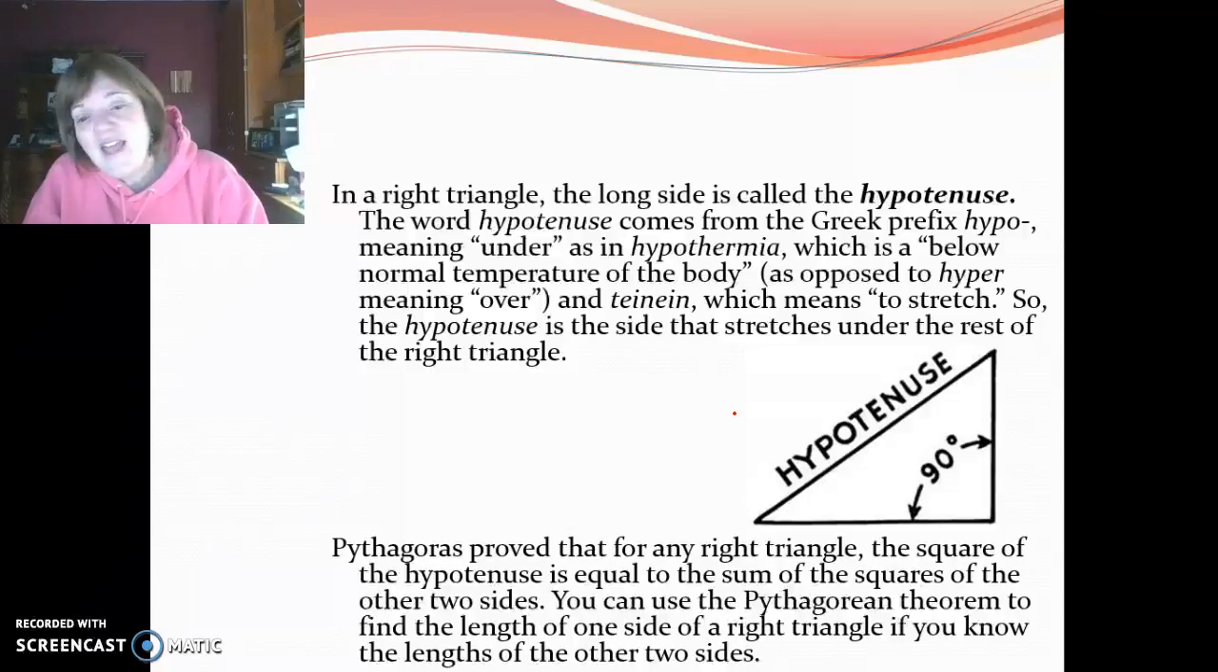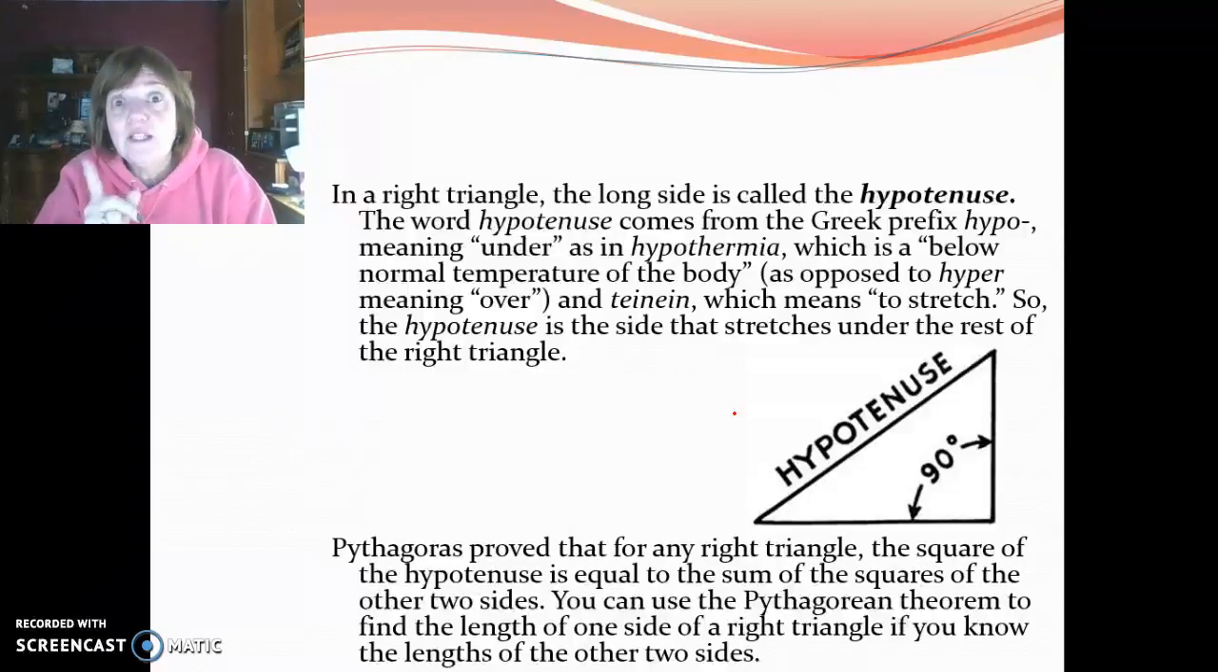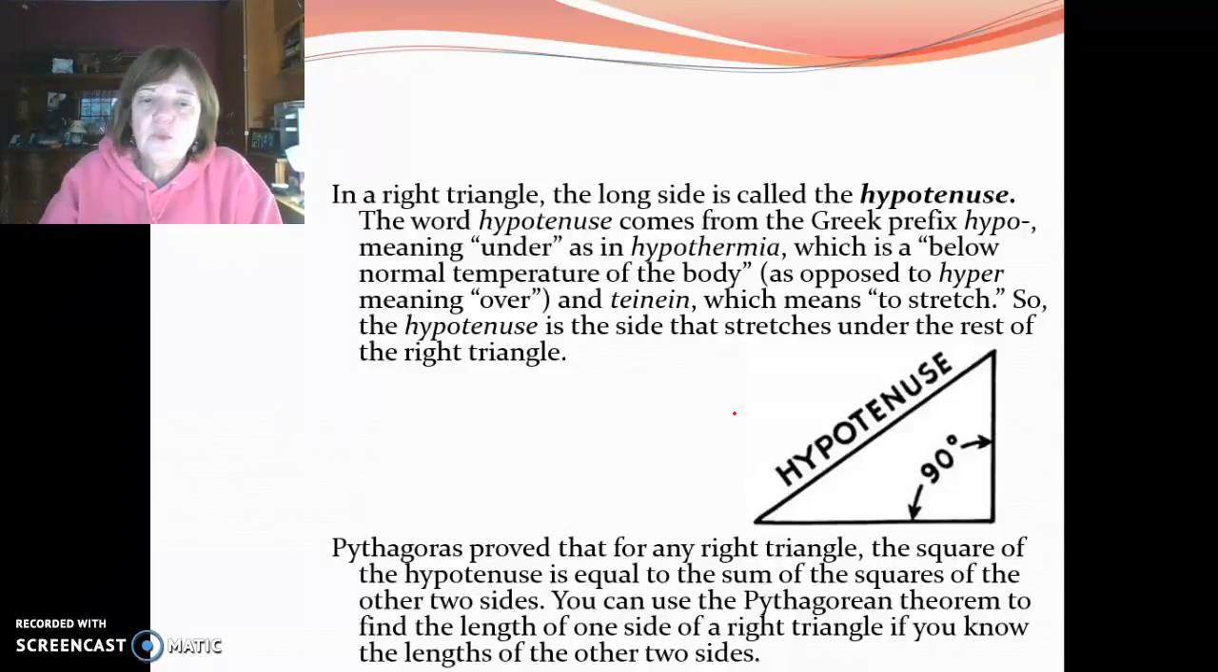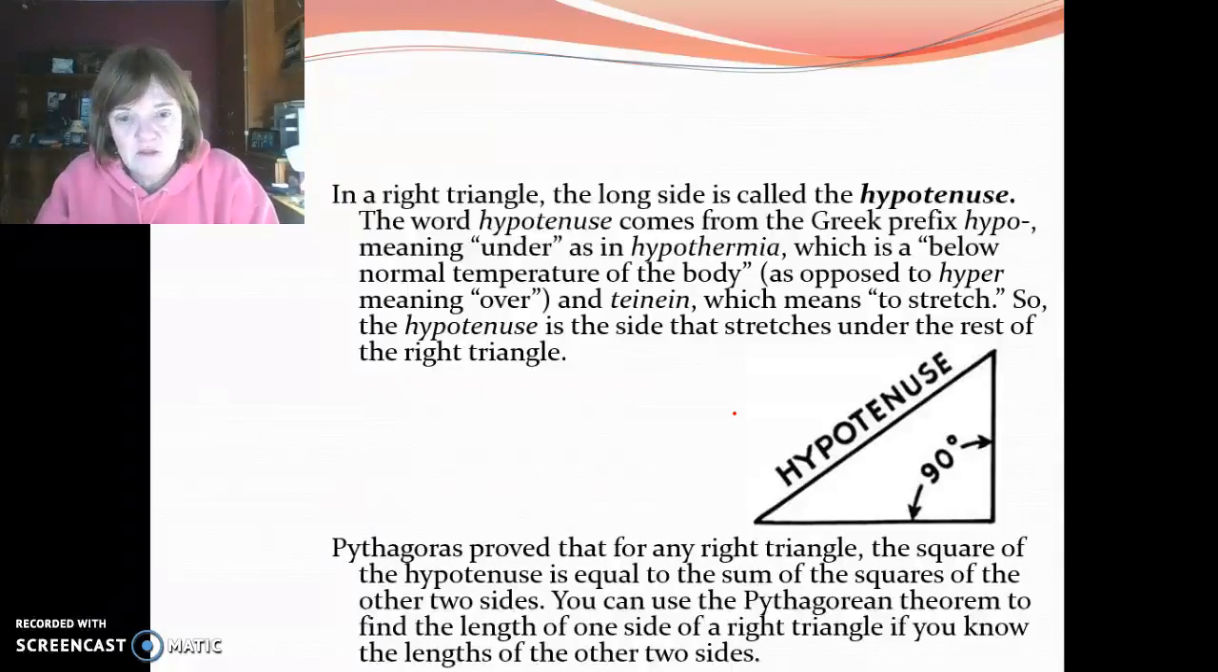Pythagoras proved that for any right triangle, and only the right triangle, the square of the hypotenuse is equal to the sum of the squares of the other two sides. Ooh, wow, that was a mouthful. But you'll get this in a minute. I'll show you what I mean. So we can use that Pythagorean theorem to find the length of one side of a right triangle if you know the lengths of the other two sides.